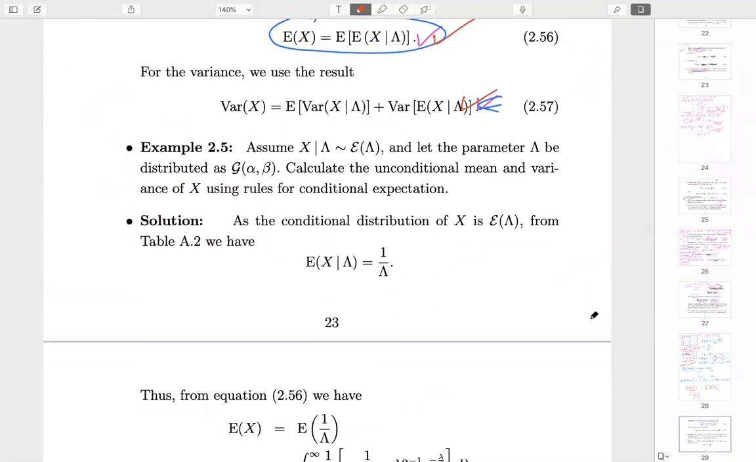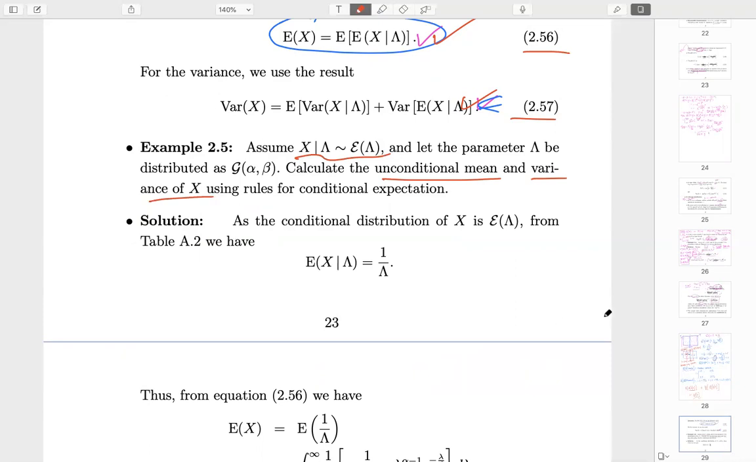Let's do one more example, and then we can probably finish this section. So here we have x to be, let's say, conditionally exponential. The hyperparameter lambda has a gamma distribution. By the way, we already know the mixture distribution is Pareto. But we still want to use the previous two results to calculate the unconditional mean and unconditional variance.